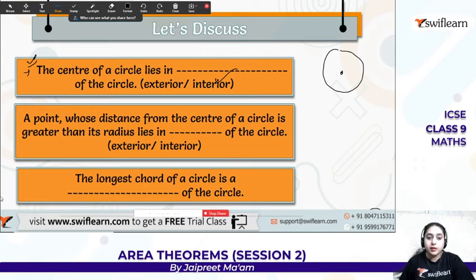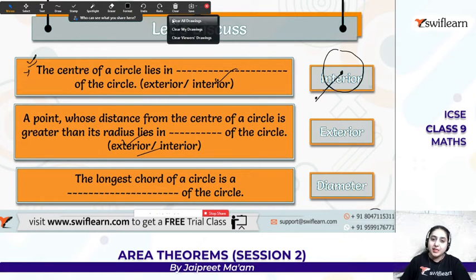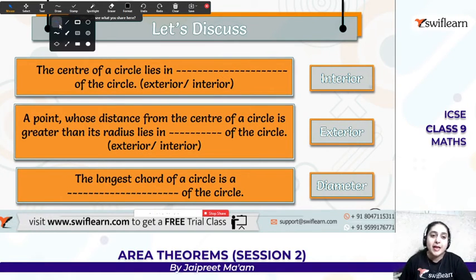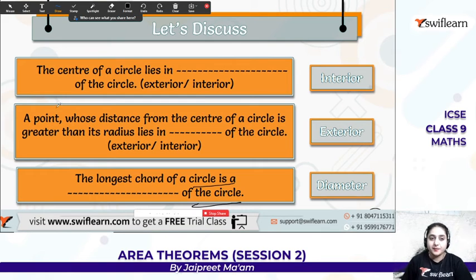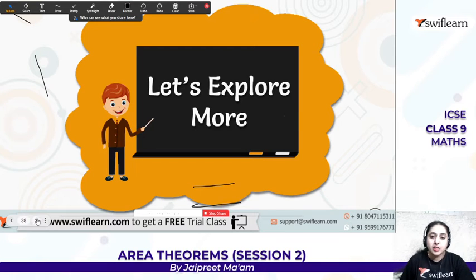Now listen, a point whose distance from the center of a circle is greater than its radius. The distance is greater, that means it will go outside of the circle, and that means it is exterior of the circle. The longest chord of a circle is dash of a circle. I had given you this as homework. Now I will tell the answer. It is known as diameter. So diameter is known as the longest chord of the circle. Okay. So in examination, this question is asked very often.